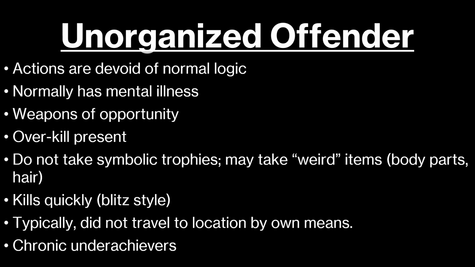So they break into a home and they use a baseball bat that they found by the door. They overkill tremendously. So, you typically see overkill, like stab wounds in the chest, throat, and face. They don't take symbolic trophies, but they typically take some type of what we would deem as weird items. So these types of offenders will take things like body parts with them.